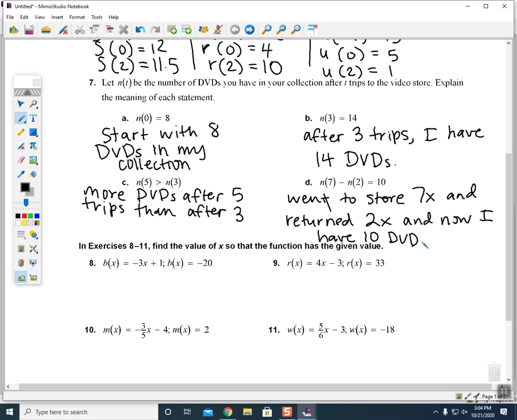The book talked about how I go 7 times, and I'm going to have more DVDs after 7 times than I do after 2 times. But I think it makes sense to think about this in terms of returning things because I'm subtracting.